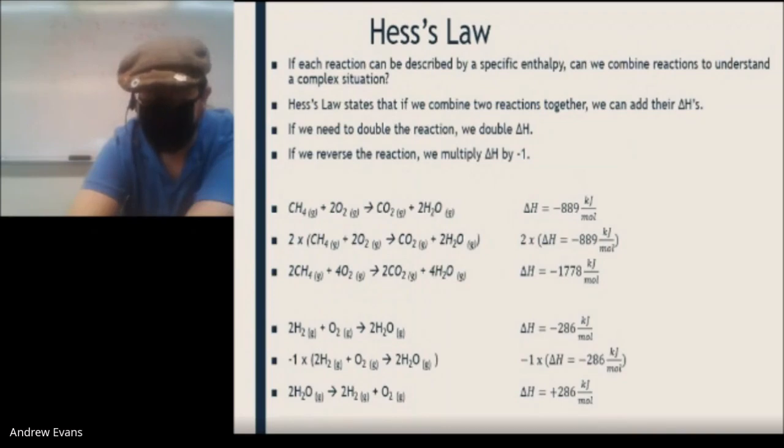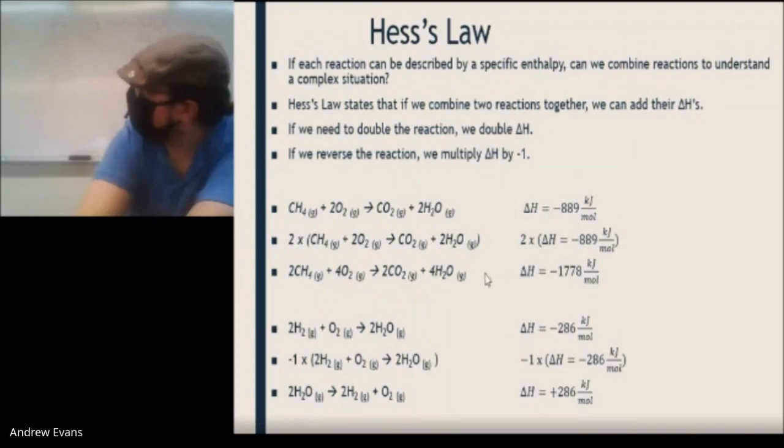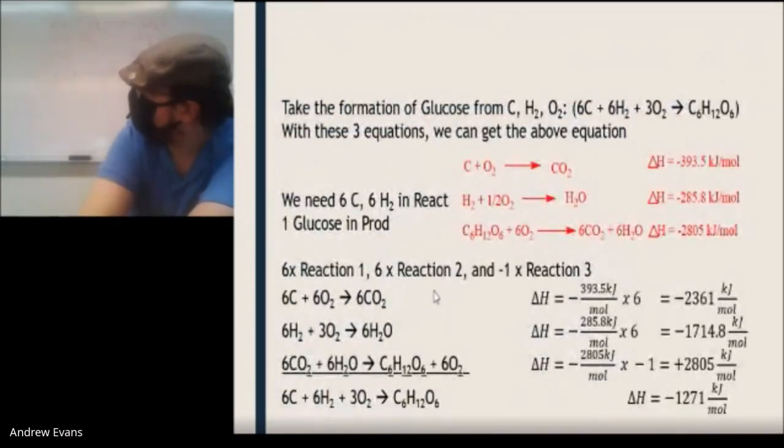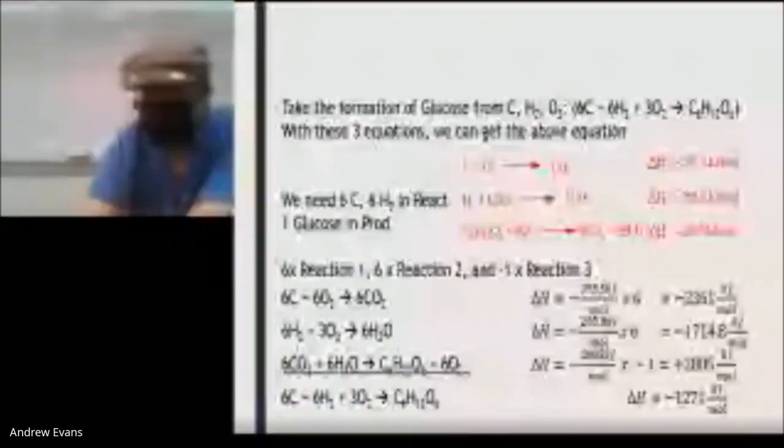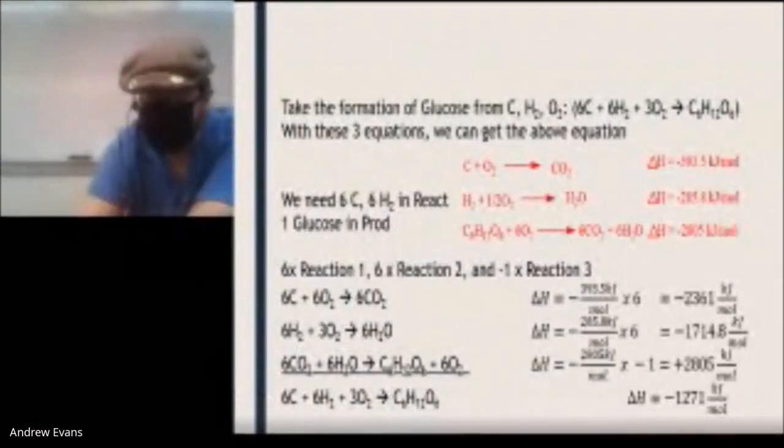But what we're going to do is use this for some complicated reactions, specifically for some reactions that are a little bit harder to calculate. Take, for example, the formation of glucose. A simple sugar should be the simplest thing to calculate in the world.